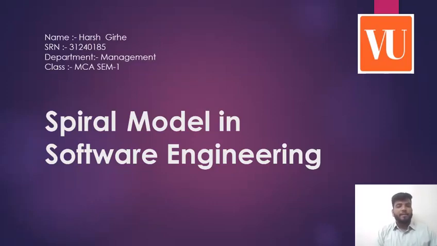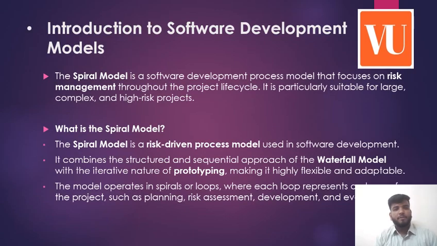Today I am presenting project 2 of software engineering. My topic is the spiral model in software engineering. First of all, an introduction to software development models. The spiral model is a software development process model that focuses on risk management throughout the project life cycle. It is particularly suitable for large, complex and high-risk projects.